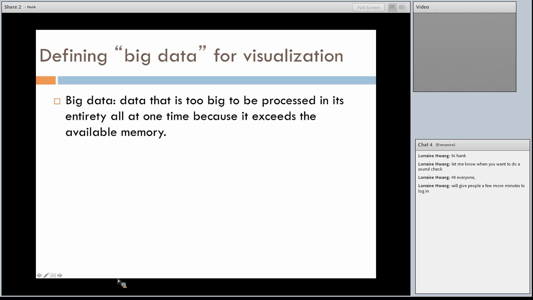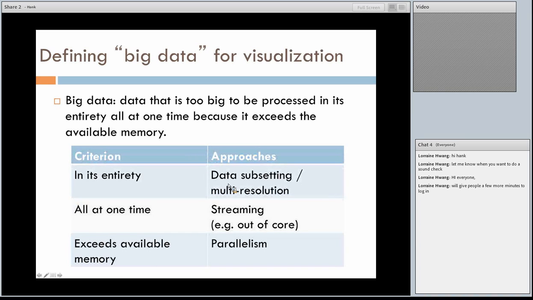And the third is that it exceeds the available memory. And those 3 clauses suggest 3 different approaches. If you don't want to process it in its entirety, then you can think about doing data subsetting, where you only look at a portion of the data, or you can think about multi-resolution techniques, where you look at coarse versions, like a Google Maps type setup.